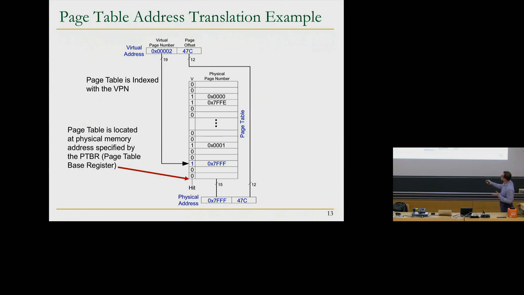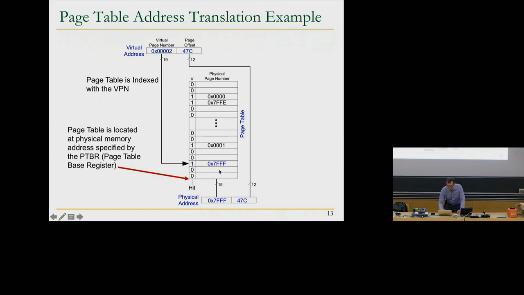So this is page table entry 0 for virtual page number 0. This is page table entry 1 for virtual page number 1. And this is page table entry 2 for virtual page number 2. And you index and access the page table entry. In this case, the page table entry says it's valid, meaning that it's in physical memory. And it gives the mapping. The mapping says the physical page number associated with this virtual page number is 0x7FFF.